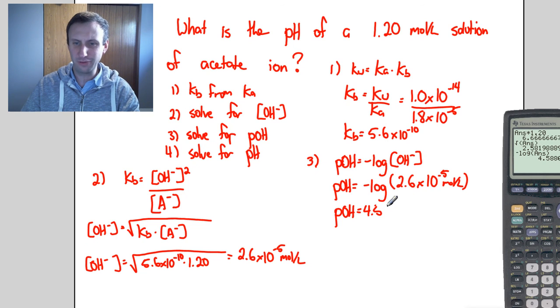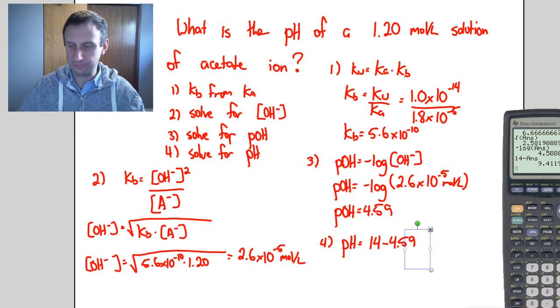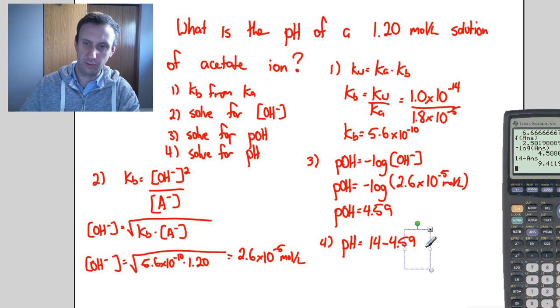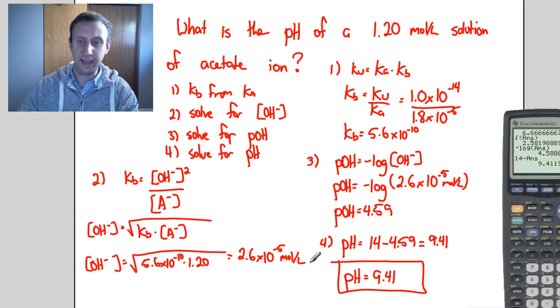I'm almost there, I'm so close to pH. Finally, what I'm going to do is find pH, and I do that by taking 14 and subtracting 4.59, because I know that pH plus pOH is equal to 14. So now let's plug in 14 minus second answer, and I end up with an answer of 9.41. So my pH is 9.41 at the end of the day.